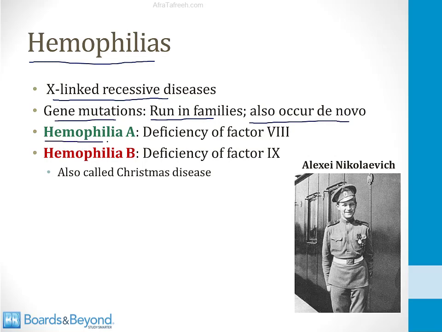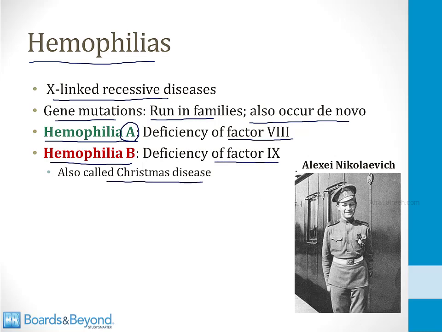The first one's called hemophilia A. It's a deficiency of factor 8, and I've always thought of hemophilia A as hemophilia 8, just to keep that straight. The second hemophilia is less common. It's called hemophilia B, and that's a deficiency of factor 9. This is also sometimes called Christmas disease.